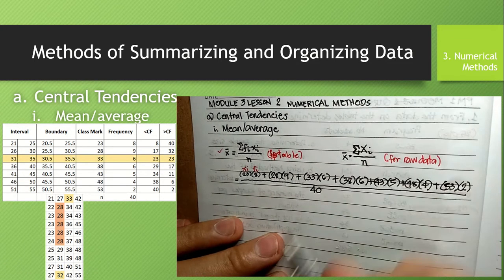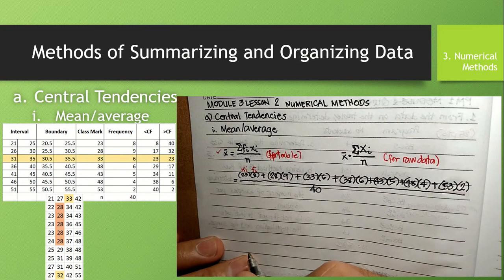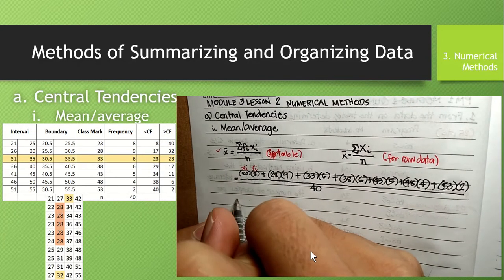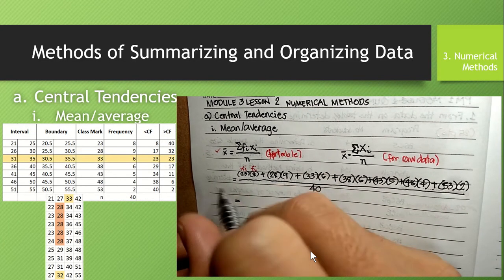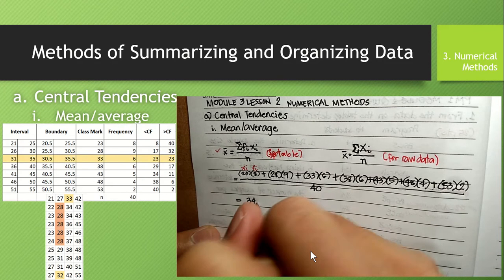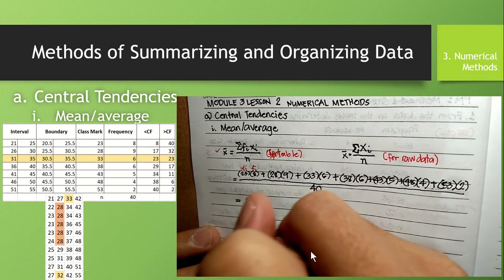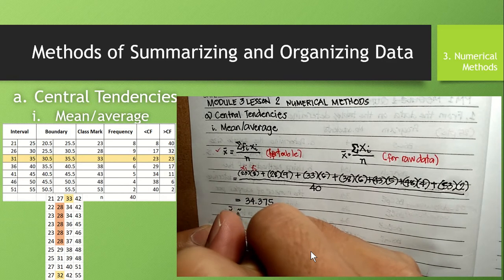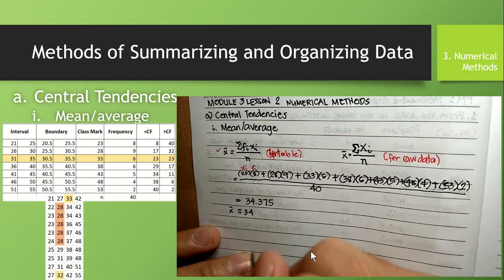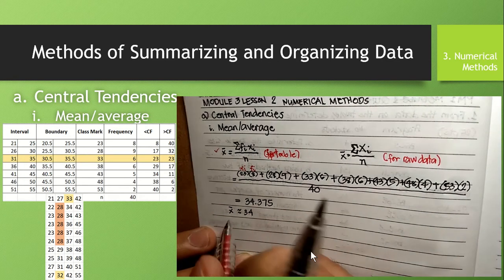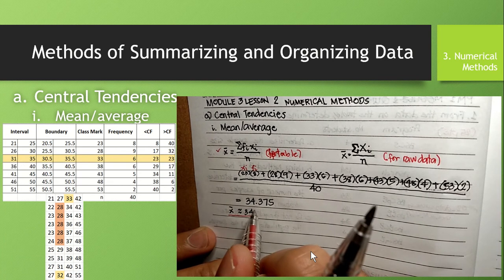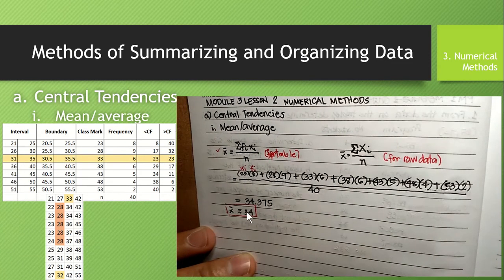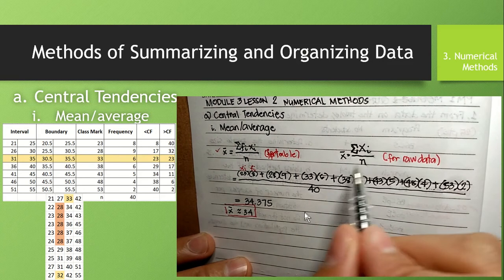So summing all of them up using your calculators, that will then be equal to 34.375, or you can approximate it if you are asked for the approximate value. So that's 34. Since our data are in whole numbers, for representation we will be using the whole value, that's 34.